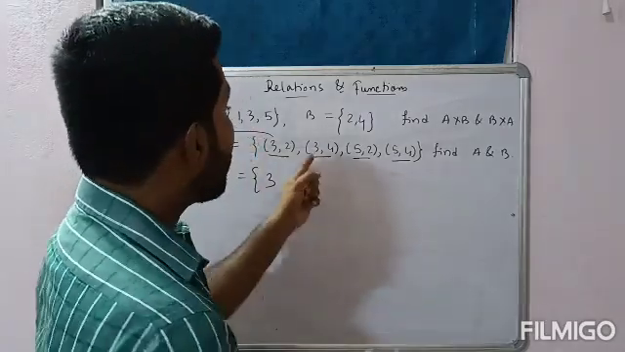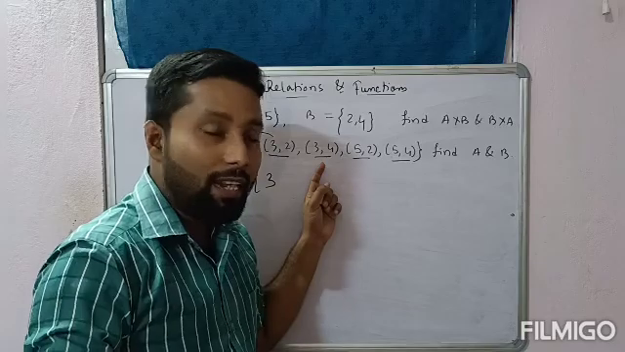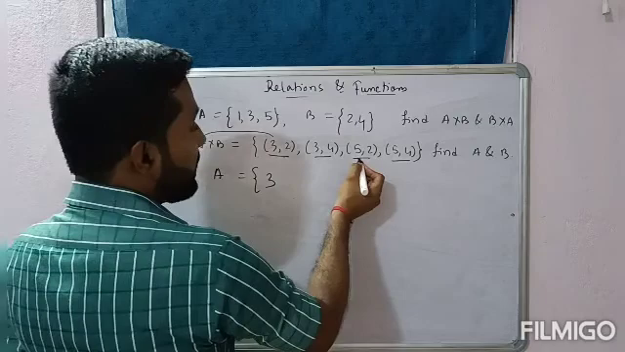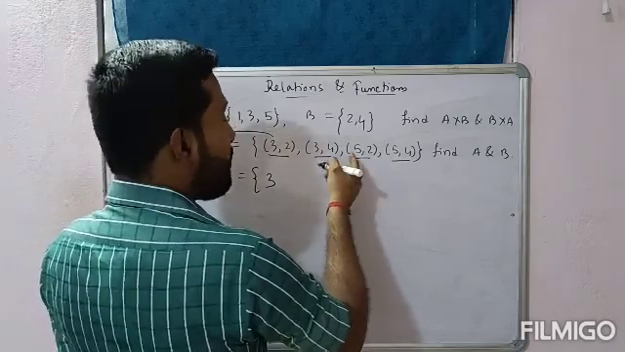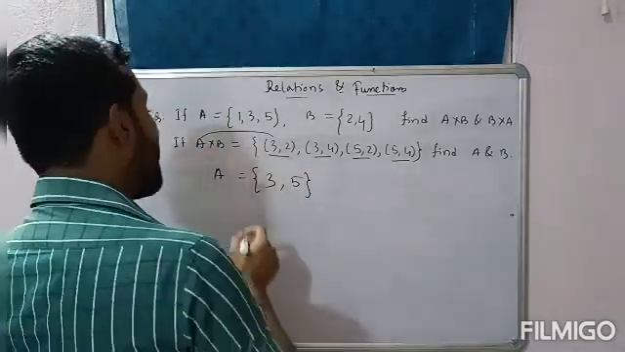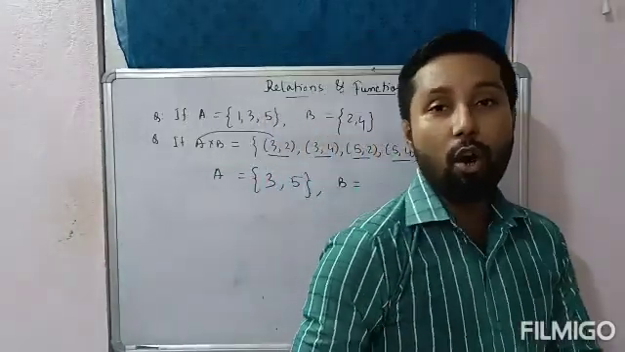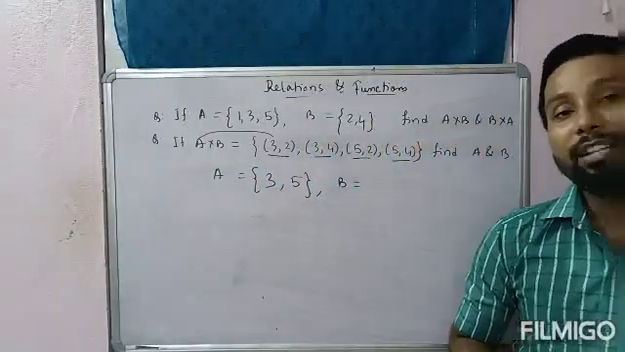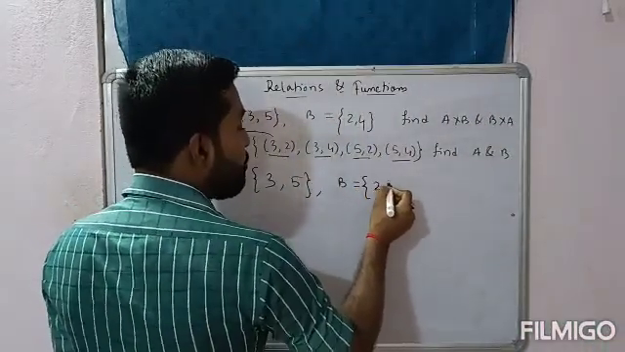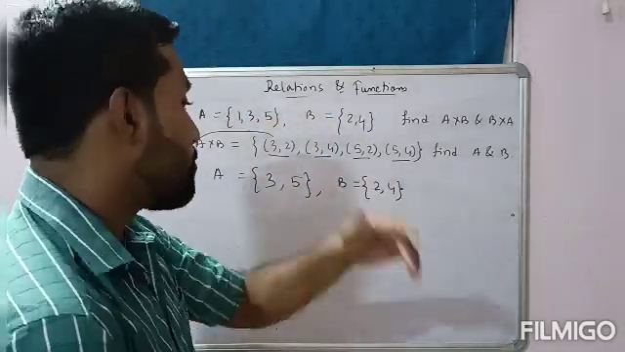That is confirmed. The second pair also has 3. So if there is a repetition of an element, then there is no need to write it again. Just once you have to write. Okay, so let us check the third pair. 5 is there. So 3 comma 5 are the elements of set A. Whereas the second components of the ordered pairs are the elements of set B. So from these ordered pairs clearly we can say that 2 and 4 are the second components. So the elements of B will be 2 and 4.